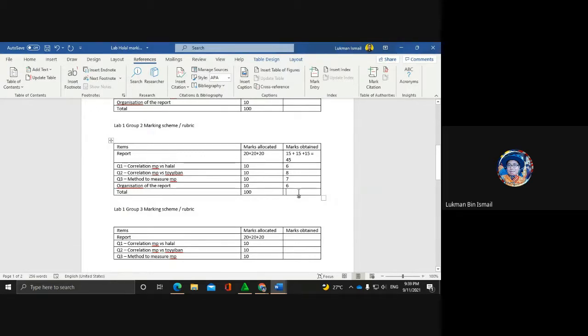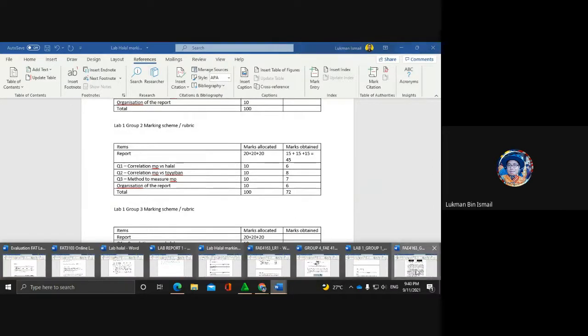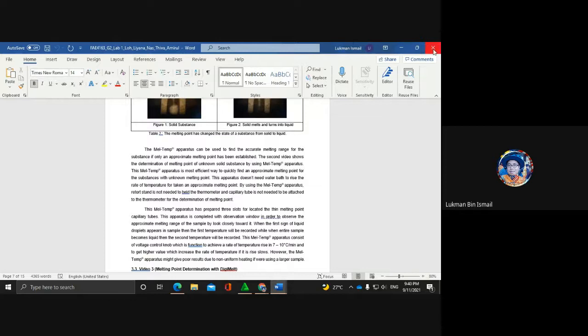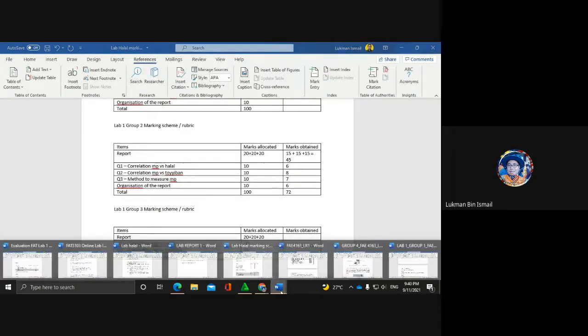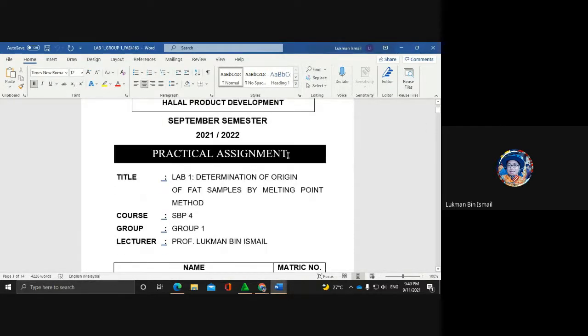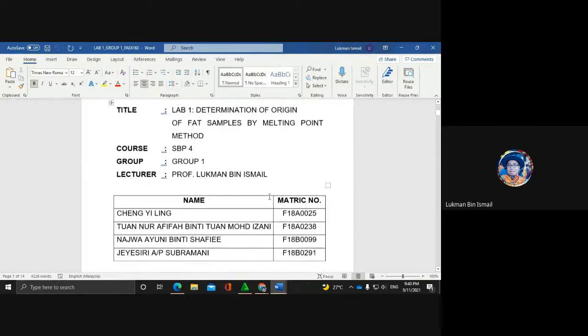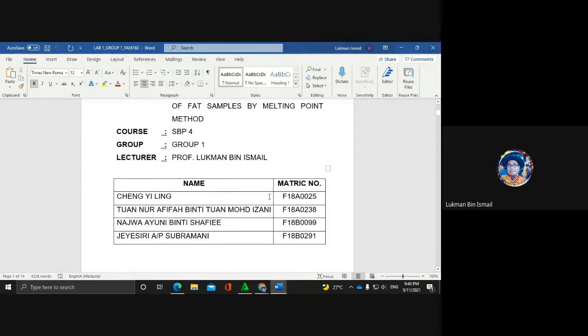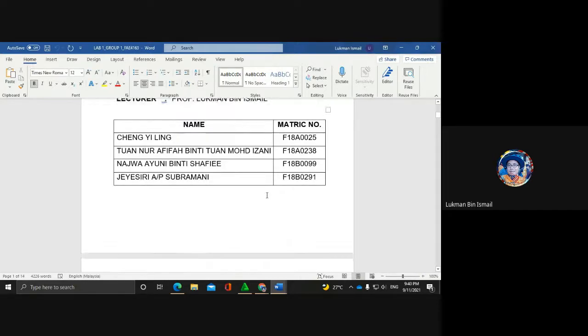So you have 45 plus 6 plus 8 plus 7 plus 6. So you have 72 marks. Okay. Next, so we finish with group 2. Next, let's go on with group 1. Cheng Yiling, Tuan Nur Afifah, Najwa Ayuni, Jayasri.